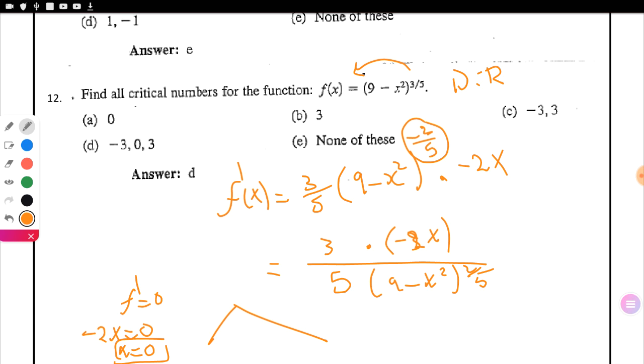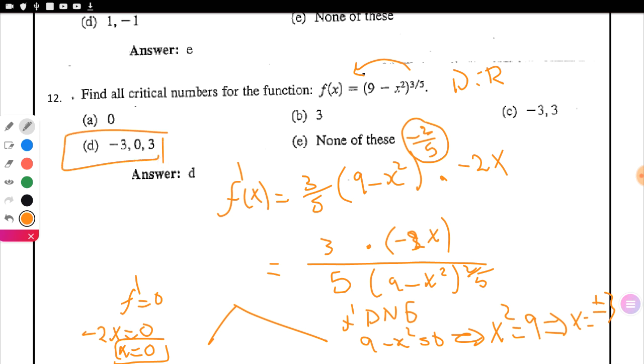Here, f prime does not exist if the denominator, (9 minus x squared) to the power 2/5, equals 0. This implies x squared equals 9, so x equals positive or negative 3. So the critical numbers are 0, 3, and negative 3. That is your result.